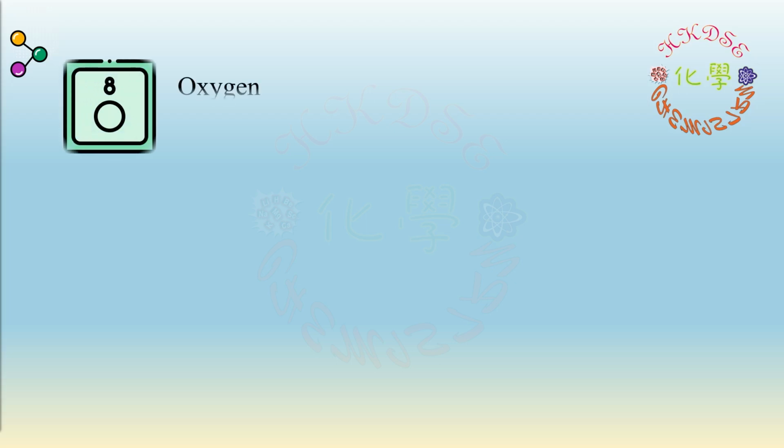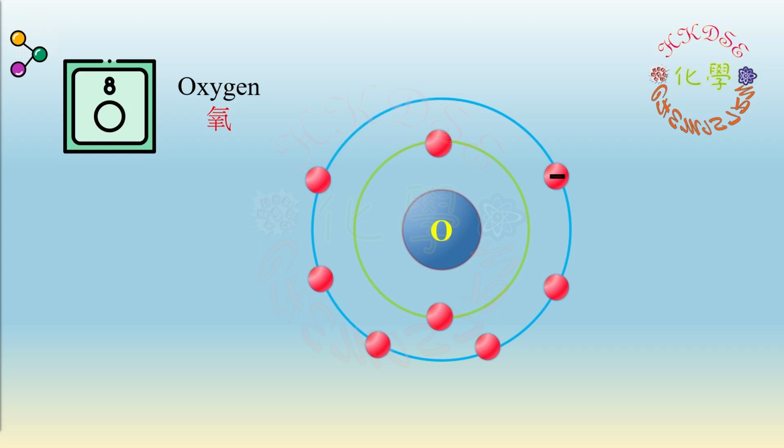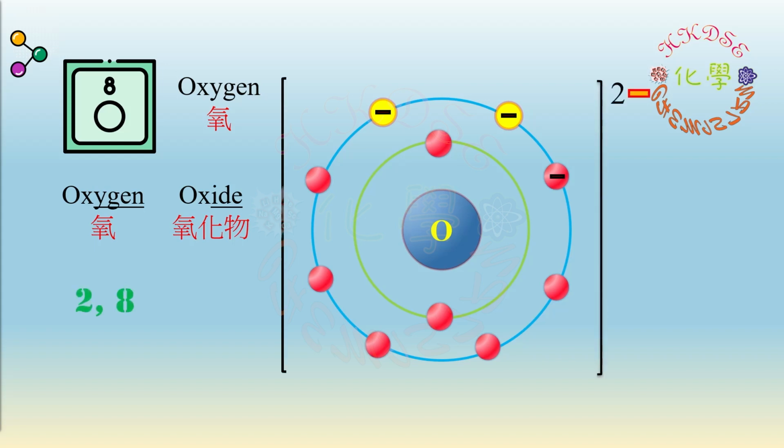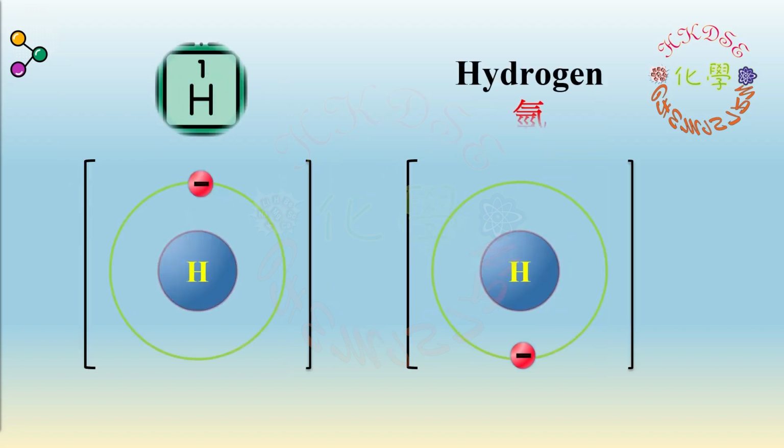This 1- negative charge indicates there is one electron more than protons. Next, let's look at oxygen. Oxygen has 8 protons and 8 electrons. It has 6 electrons in its outermost shell, so it will gain 2 electrons and form oxide ion. The electronic arrangement of oxygen will change from 2,6 to 2,8 with a 2- negative charge, which indicates there are 2 electrons more than protons. Its chemical symbol will change from O to O2-. Hydrogen can either lose electrons to form cation, or gain electron to form anion, depending on the situation.